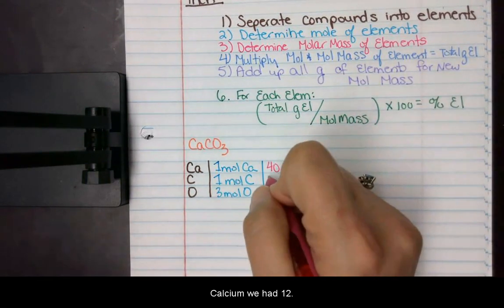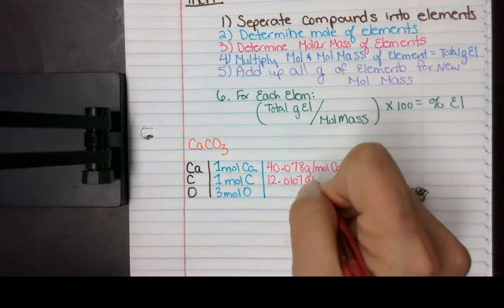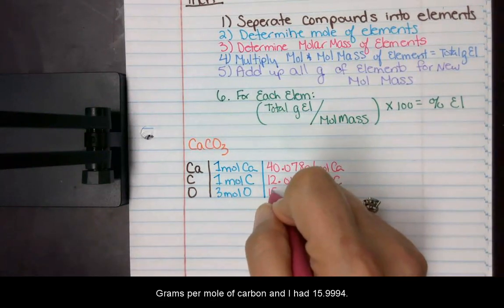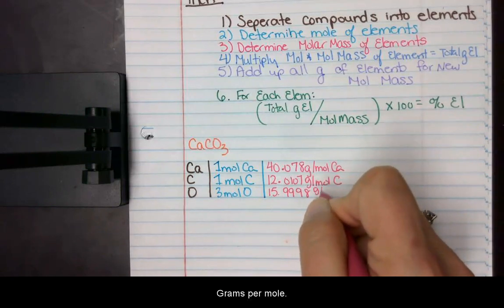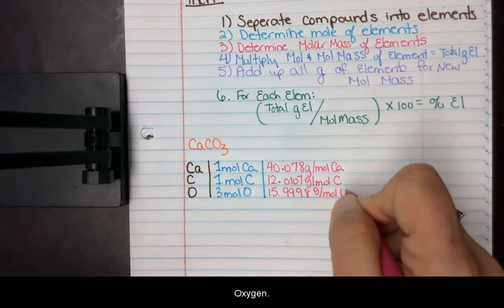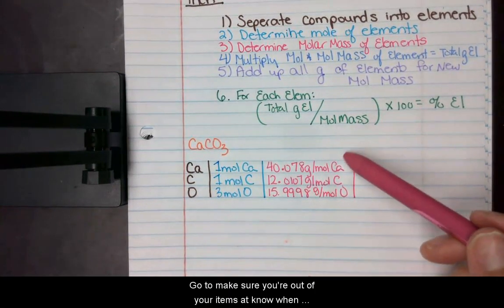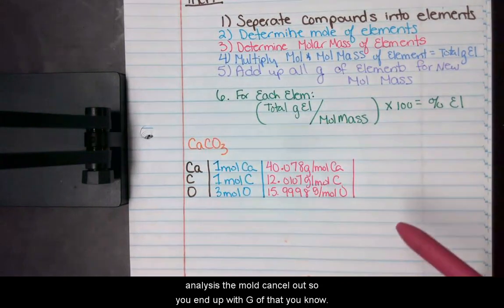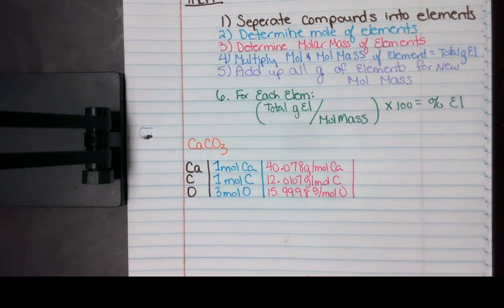We had 12.0107 grams per mole of carbon, and I had 15.9998 grams per mole of oxygen. Now, you got to make sure you're adding your items up. When you're multiplying across, remember your dimensional analysis. The moles cancel out, so you end up with grams of that unit.